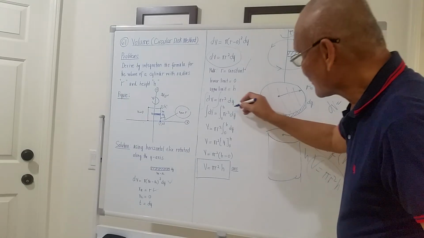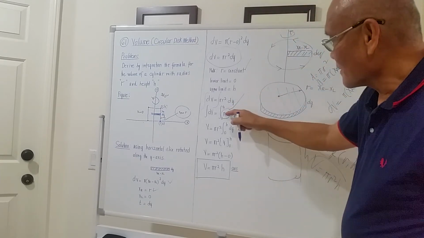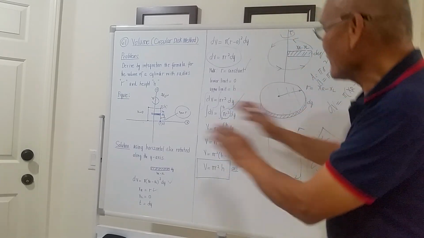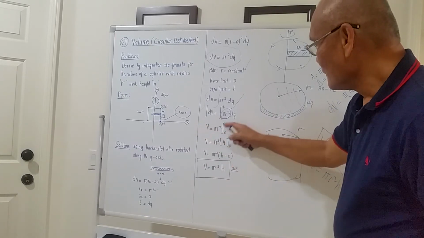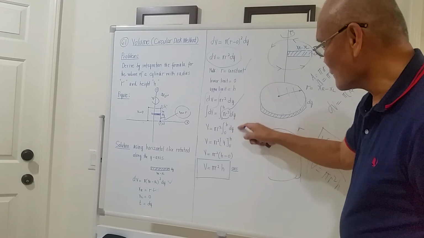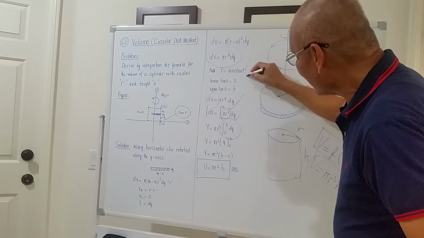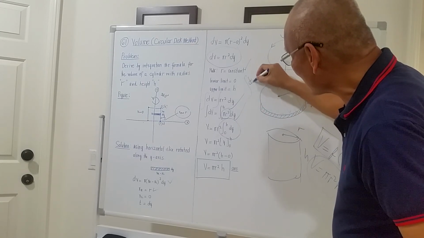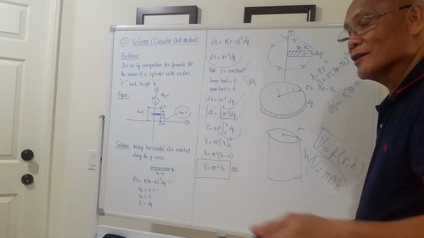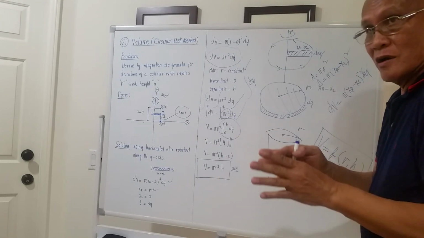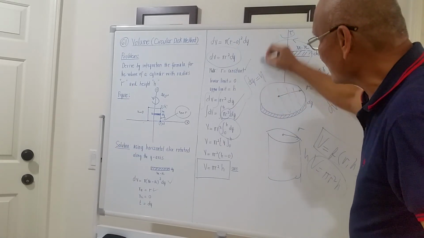But pi is a constant, radius is constant, so we could bring it out of the integral sign. Therefore, volume now equals pi r square, the integral from 0 to h of dy. And this is easy money, guys. We passed by the complicated integration problems before we go to the application. So the integral of the differential of y is just y. Easy money, right?